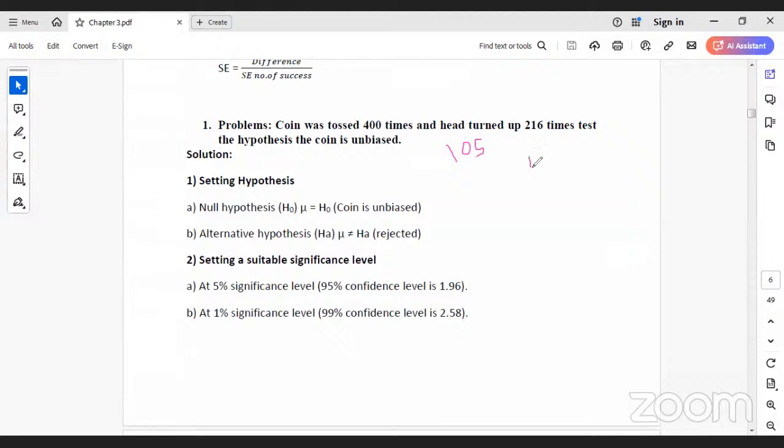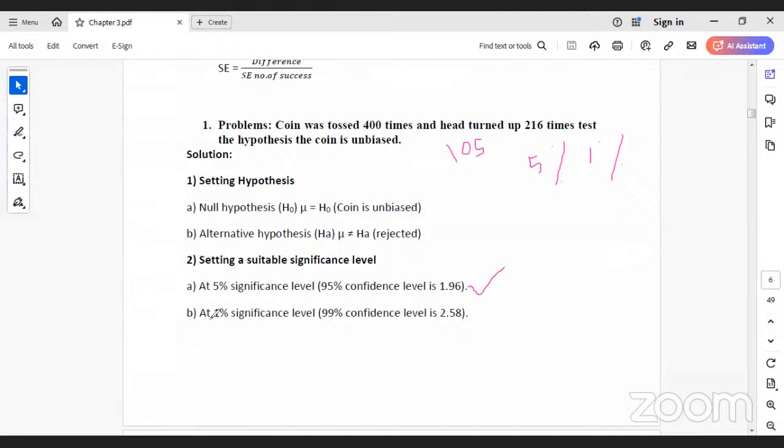The LOS of 5% and 1% is not given in this problem. So what do we have to do? We have to assume that we only need to consider 5%. At the 5% significance level, 95% is the confidence level, and the critical value is 1.96. Then at the 1% significance level, 99% confidence level, it is 2.58. We will consider only this one.